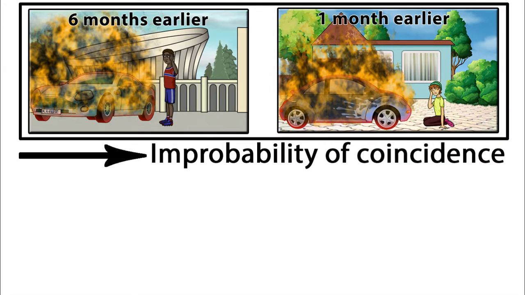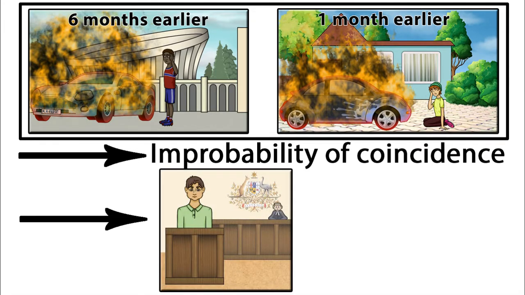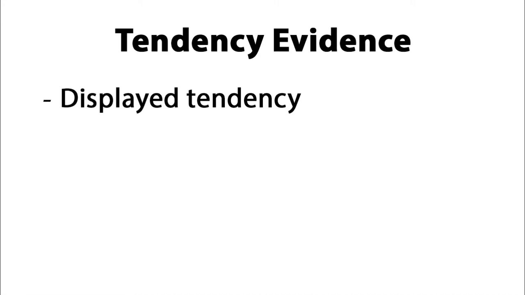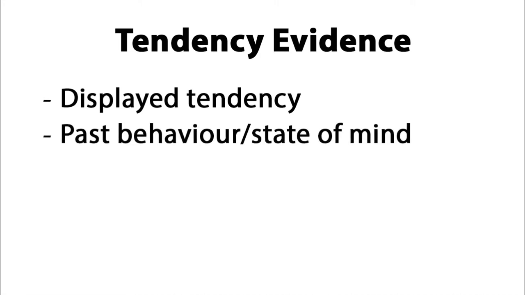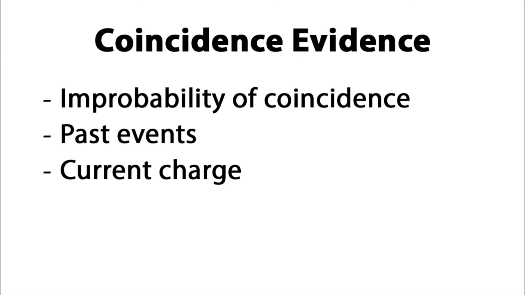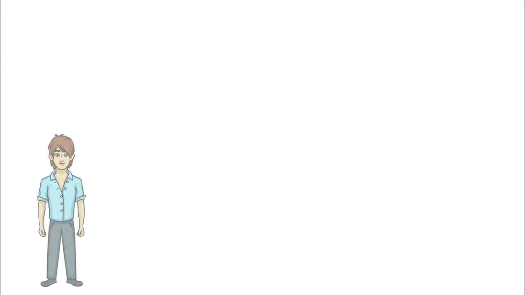If we reject the probability of coincidence, then we can reason that the accused's presence was most likely due to his involvement. And if we can prove the improbability of coincidence, then, if relevant, it somehow informs our determination of guilt for the current matter. In other words, tendency reasoning is asking us to demonstrate a displayed tendency on the basis of past behaviour or state of mind, and that this somehow informs a determination in the current charge. With coincidence, we're looking at the improbability of coincidence between two or more past events, and that this improbability somehow informs our current charge. Let's take a look at some examples in greater depth.